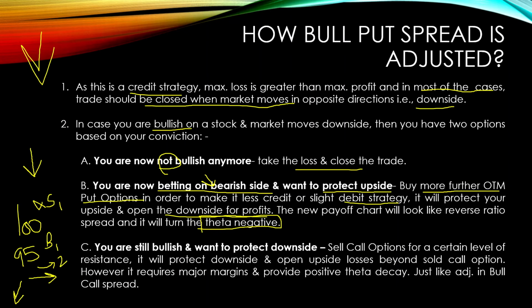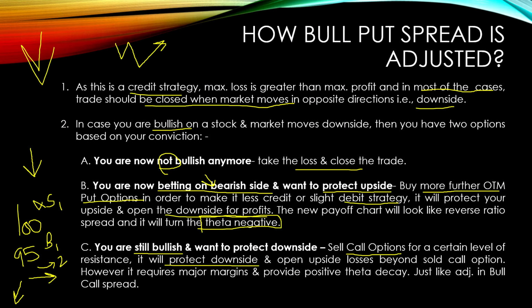Supposedly the stock does come down, but you have confidence and you are still bullish on the stock. You are contemplating that this fall is just normal and it will go upside again. So what you can do is sell call options. By selling call options, it will give you more credits, more theta decay, and it will protect your downside losses. By selling call options, you will collect more premium. It will protect or limit your downside losses.